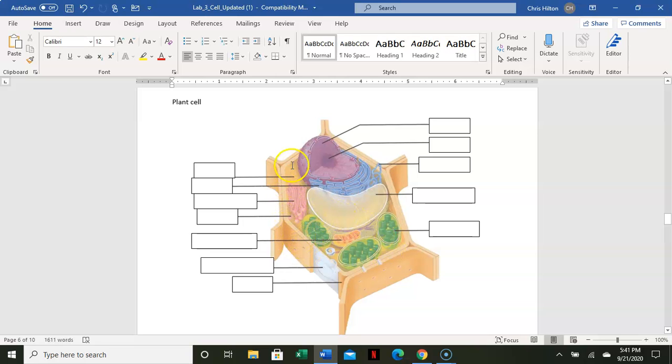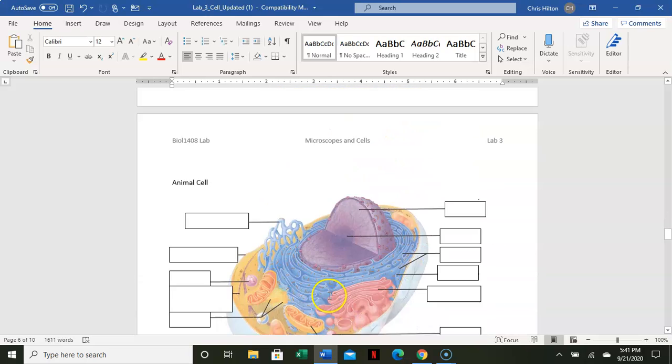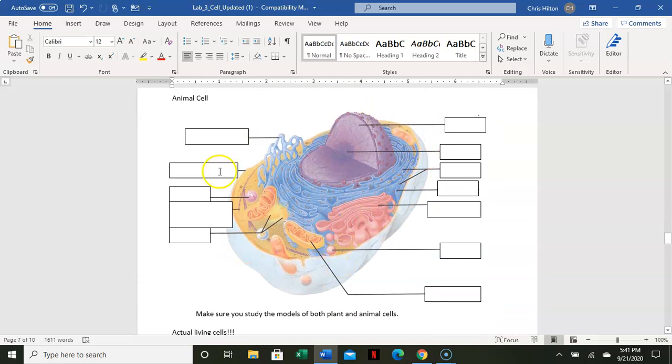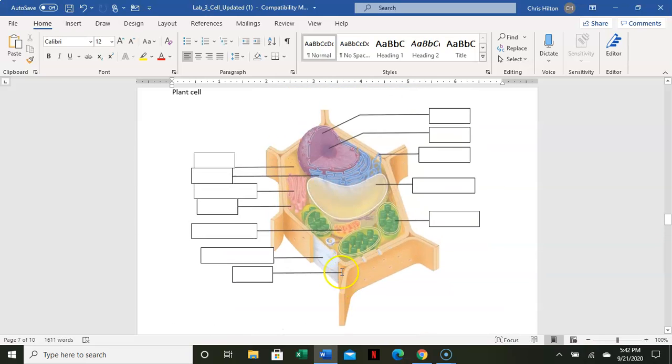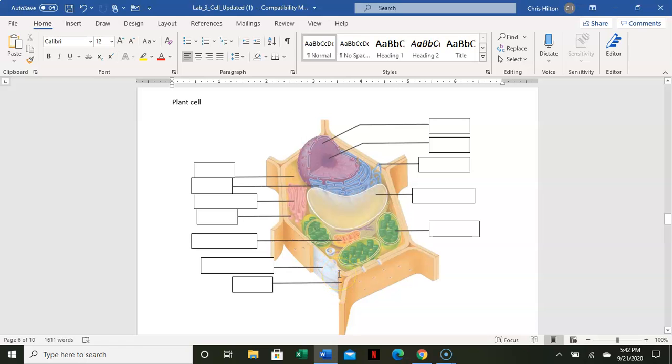You can tell by the geometric shape and the fact that it has multiple layers on the outside. And then this is an animal cell. Its shape is a little bit more round and free, and it only has one outer layer. So let's do the plant cell first.